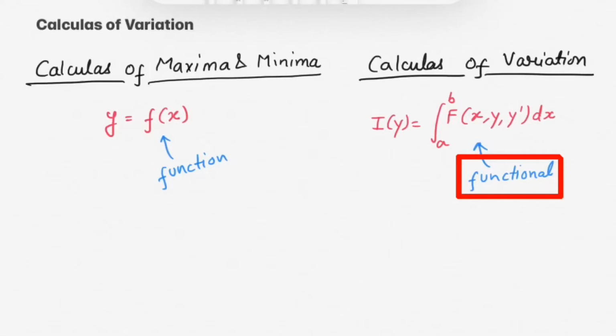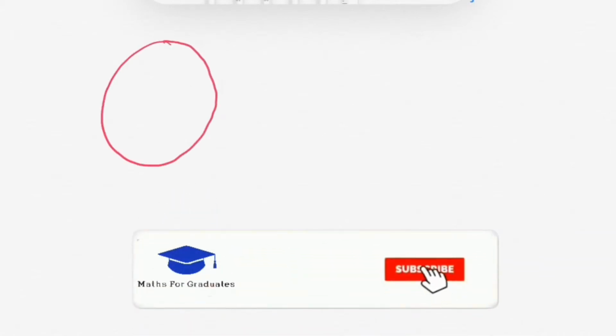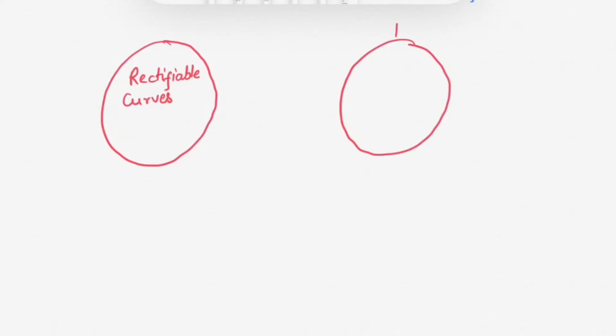This word functional is new to you, so let me explain this word first. Suppose we have some set. This set contains rectifiable curves. A rectifiable curve means a curve whose length can be determined. Now this set of curves maps to the set of real numbers, and the mapping is defined in such a way that every curve maps to its length. So in the domain we have curves.